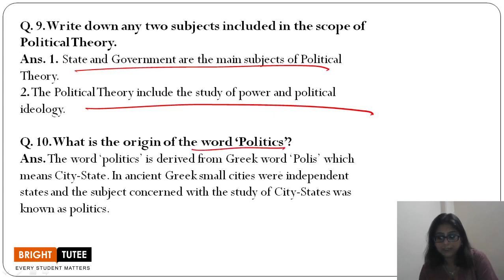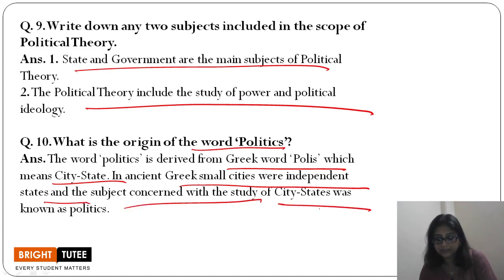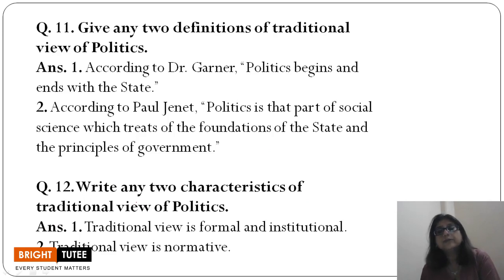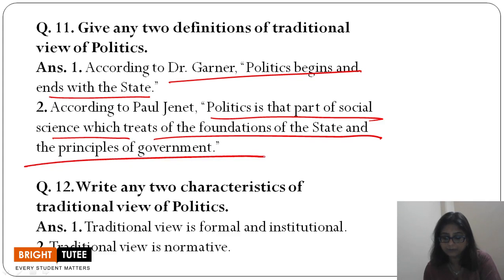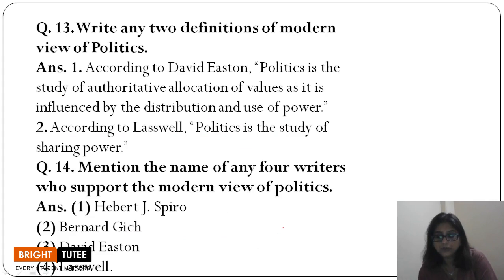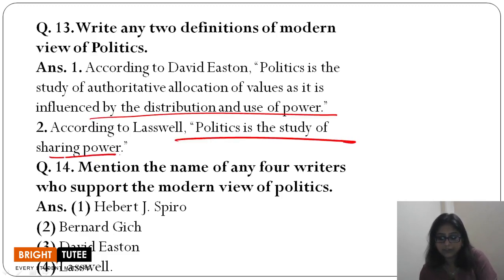Origin of politics: the Greek word polis means city-state. In ancient Greece, small cities were independent states, and the study concerned with city-states was known as politics. Two definitions of the traditional view of politics: according to Dr. Garner, politics begins and ends with the state, and politics is that part of social science which treats of the foundation of the state and the principles of government. The traditional view is formal and institutional, and it is normative. Two definitions of the modern view of politics: politics is the study of the authoritative allocation of values as influenced by the distribution and use of power, and politics is the study of the sharing of power.